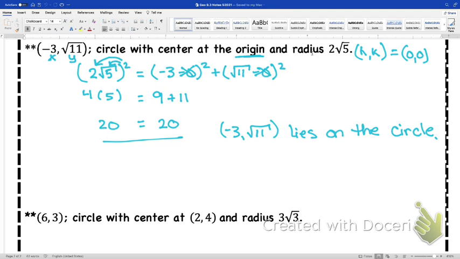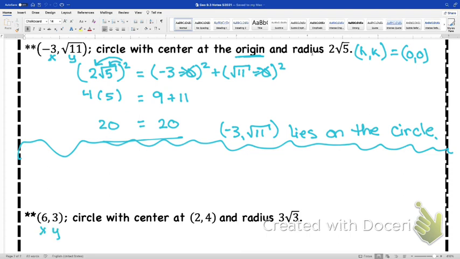I think I might need more help figuring out your h and your k. So 6 and 3 is your x and your y. And then 2 and 4 are your h and k. And then 3 square root of 3 is your radius. So the h and k isn't always going to be 0. Nope, it's the center, whatever the center is.